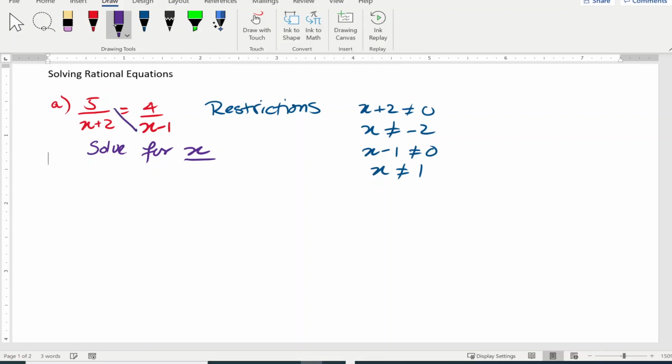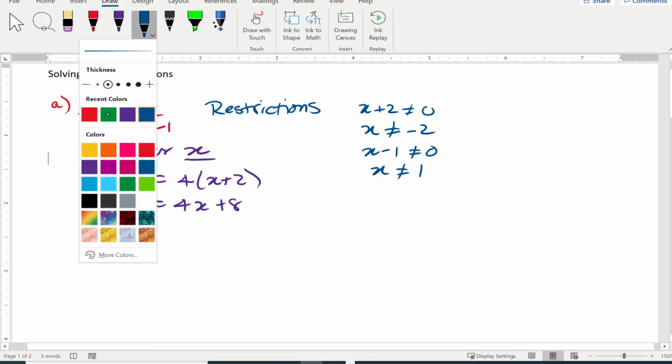So in order to do that, we're going to cross multiply. Here we're going to multiply 5 by x minus 1, and that is equal to 4 multiplied by x plus 2. So let's distribute and then simplify. So 5x minus 5 equal to 4x plus 8.